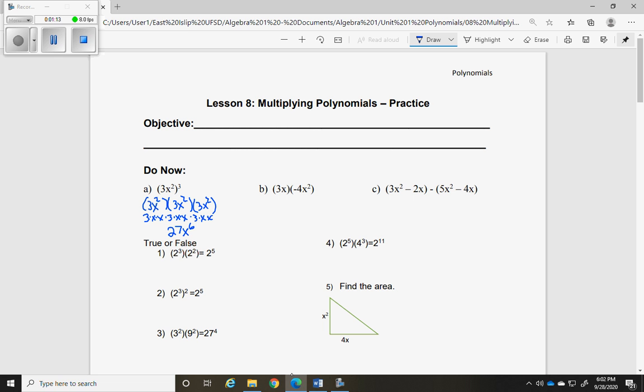Letter B. This really says 3 times x times negative 4 times x times x. So 3 times negative 4 is negative 12. x times x times x is x to the 3rd power. And then you need to recognize C not as multiplication. It truly is subtraction, right?